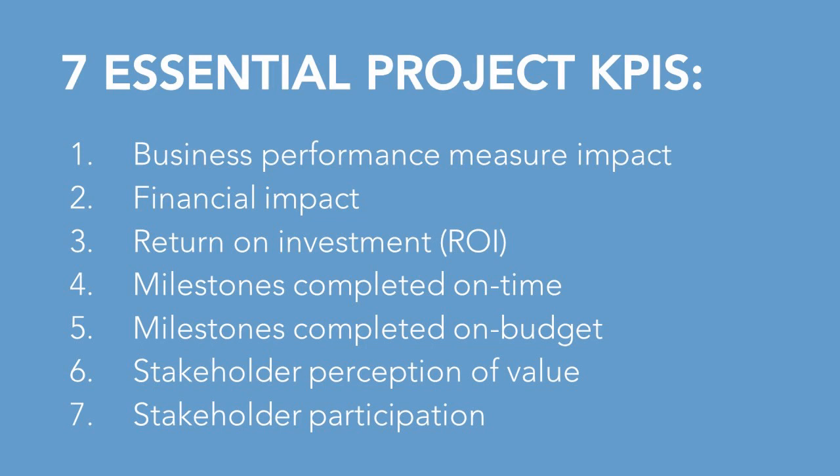Project KPI number 1 is business performance measure impact. Project KPI number 2 is business financial impact. Project KPI number 3 is ROI, or return on investment. Project KPI number 4 is milestones completed on time. Project KPI number 5 is milestones completed on budget. Project KPI number 6 is stakeholder perception of value, and project KPI number 7 is stakeholder participation.